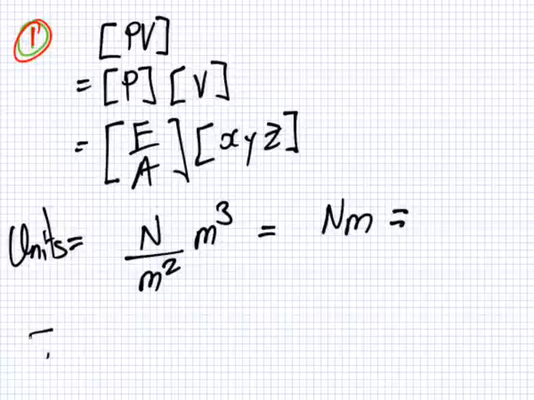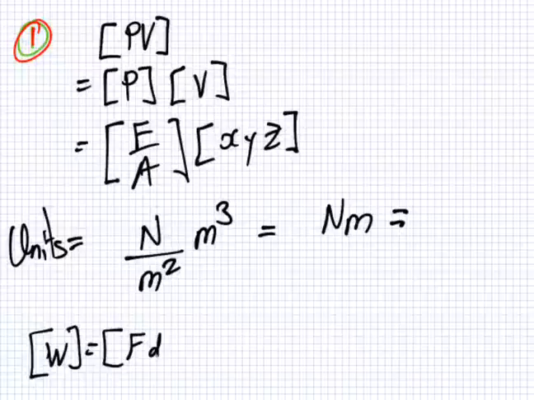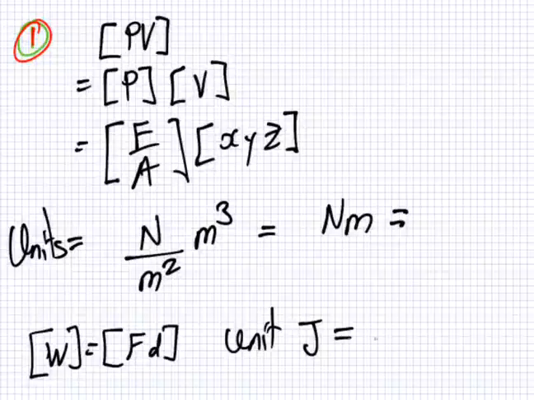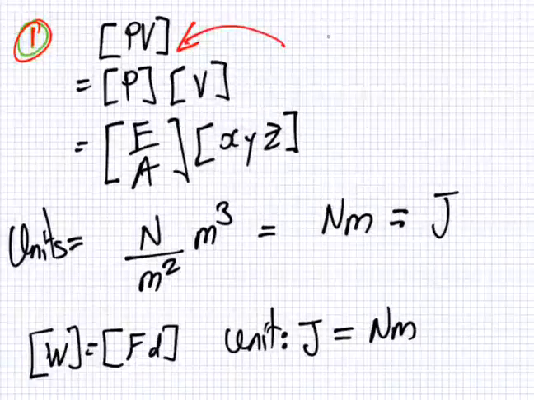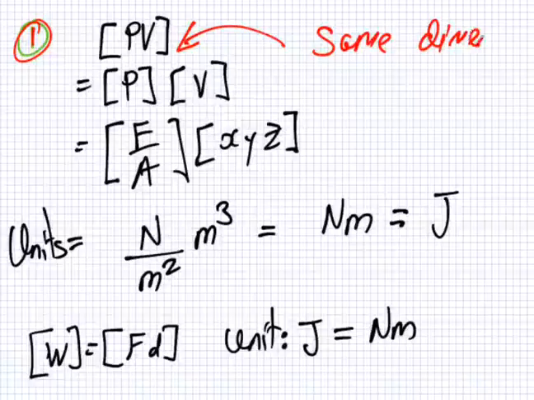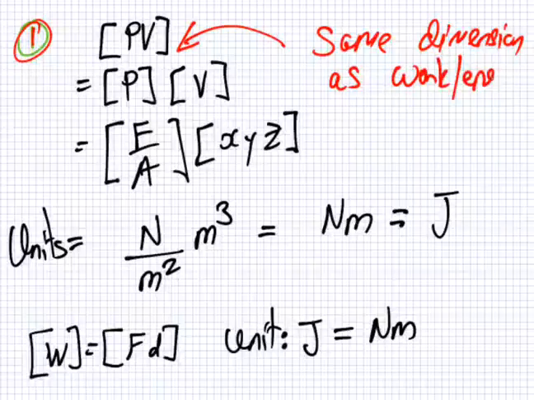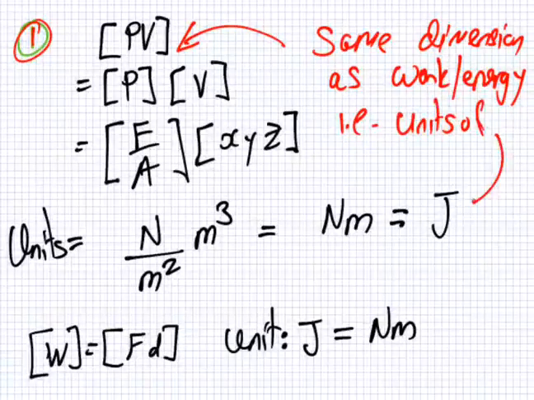So remember what the formula for work is. It's force by distance. So what's the unit for work? How do you measure work? Joule. And what's the unit for force and distance? Yeah, so a joule is the same as a Newton meter. So here, joule. So in other words, this has the same dimension as work and energy, i.e. units of joule.